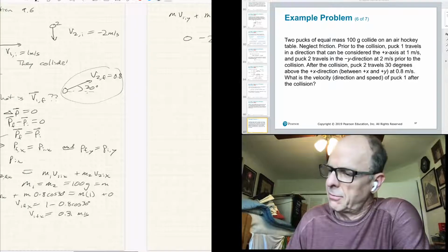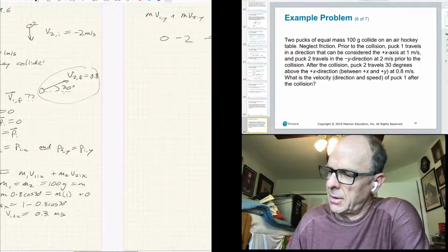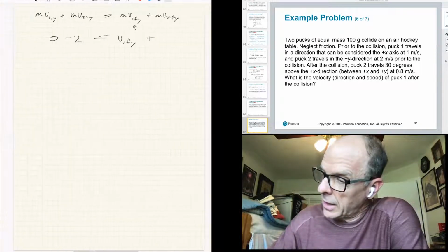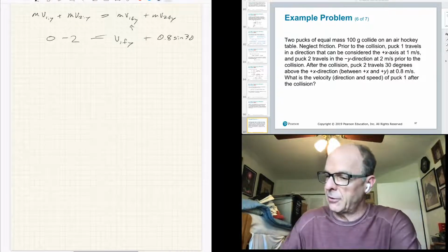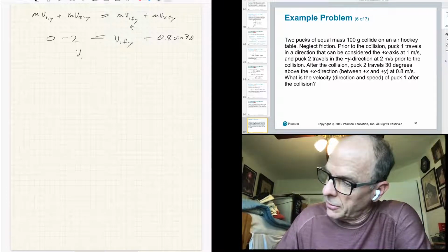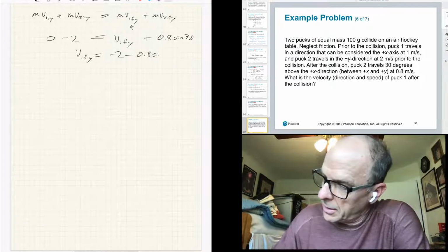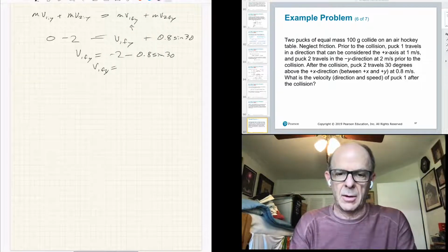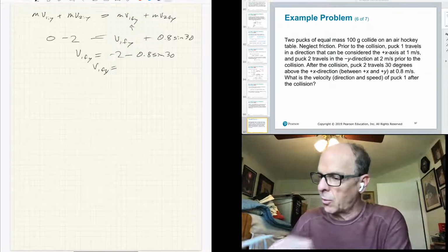I look at that vector drawing there, and the y component of v2f is v2f times sine of 30, or 0.8 sine of 30. It's pointing up, so it's positive. So that gives me v1fy is -2 minus 0.8 sine of 30. v1fy equals, let's see what that number is, -2 minus 0.8 times sine of 30 degrees is -2.4.